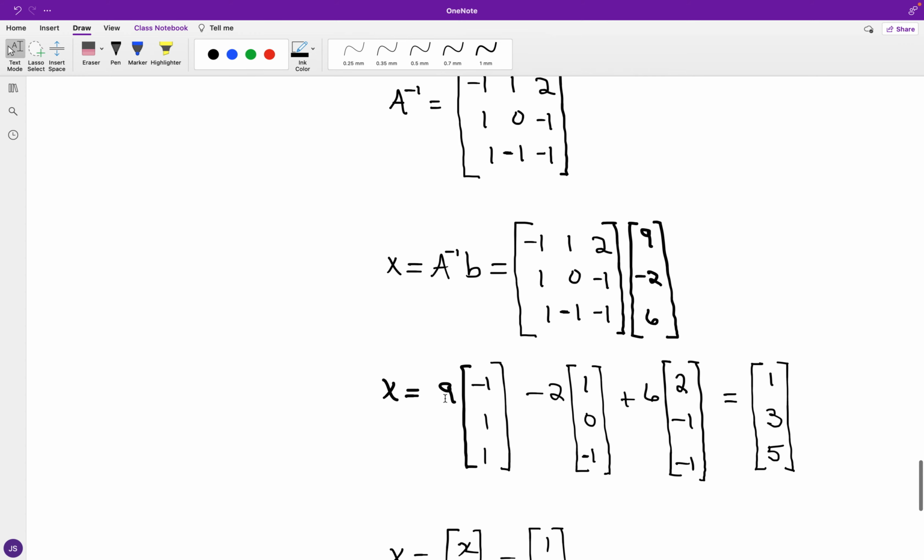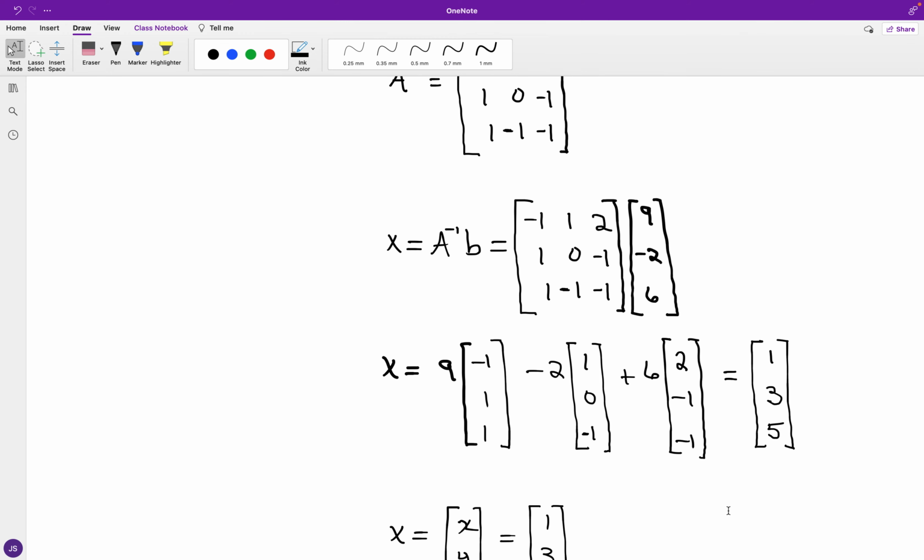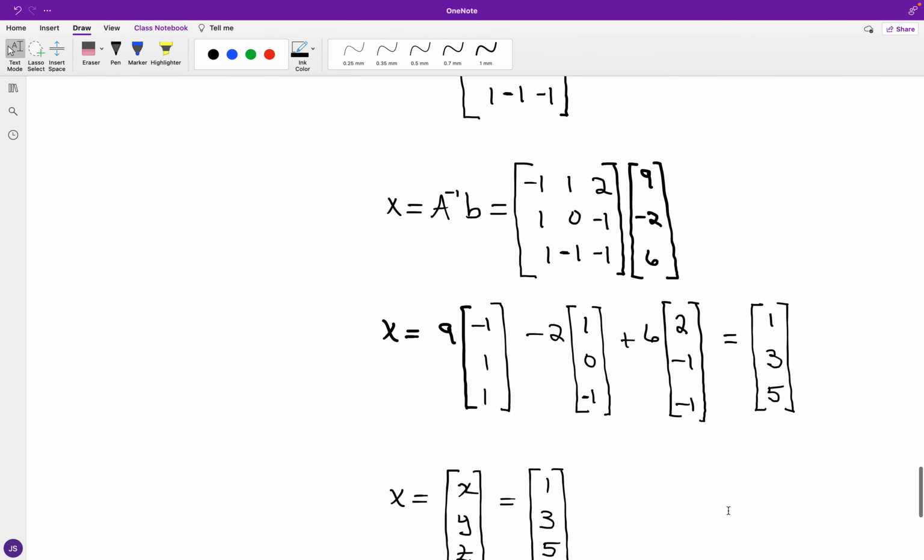And so we have at the top -9 -2, which would be -11, and then I have +6 times 2 is 12, so I have 1. Then for the middle, we have 9 - 0 is 9. 6 times -1 is -6, and 9 minus 6 is 3. Then I have 9 - 2 times -1. That's going to be 9 plus 2, which is 11. And then 6 times -1 is -6, and 11 minus 6 is 5. So the solution matrix X consists of 1, 3, and 5.